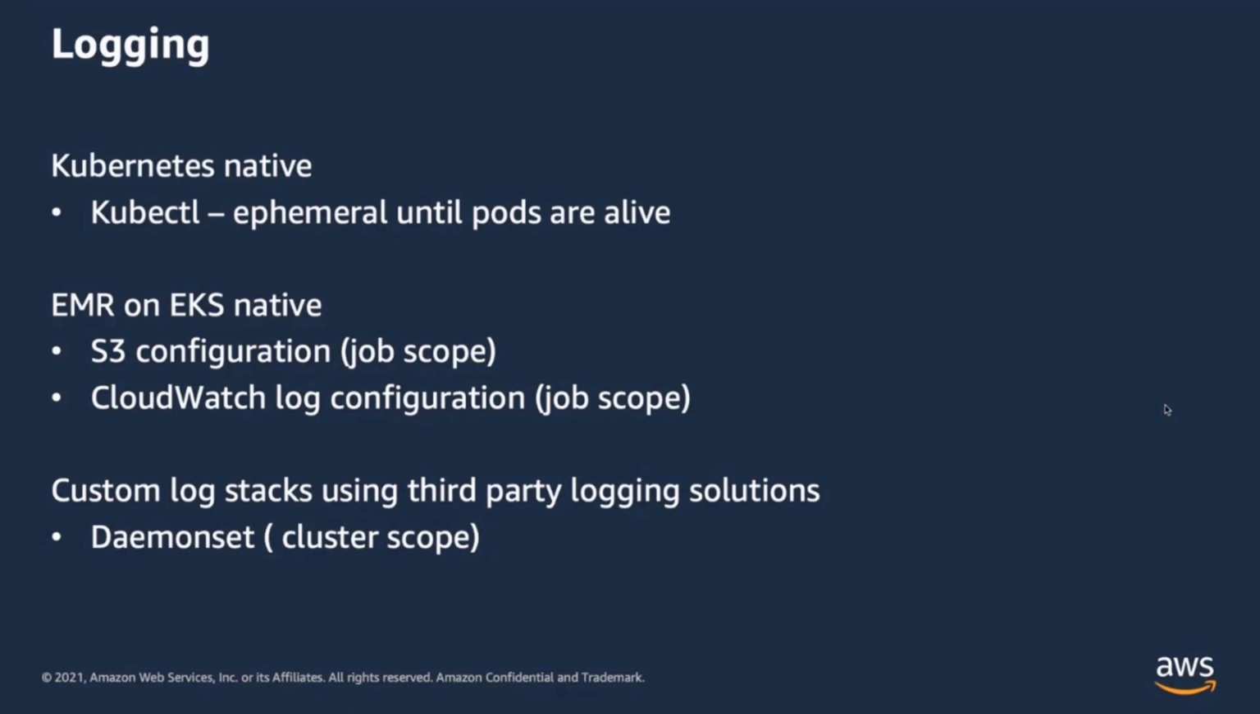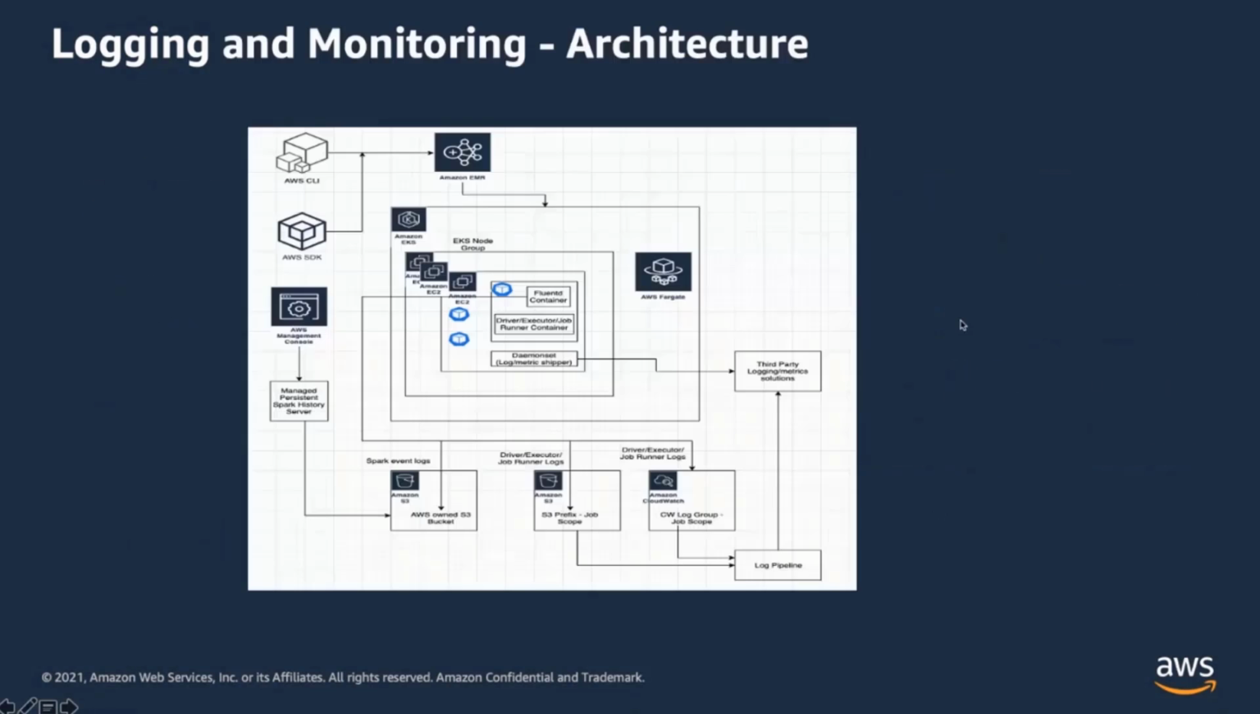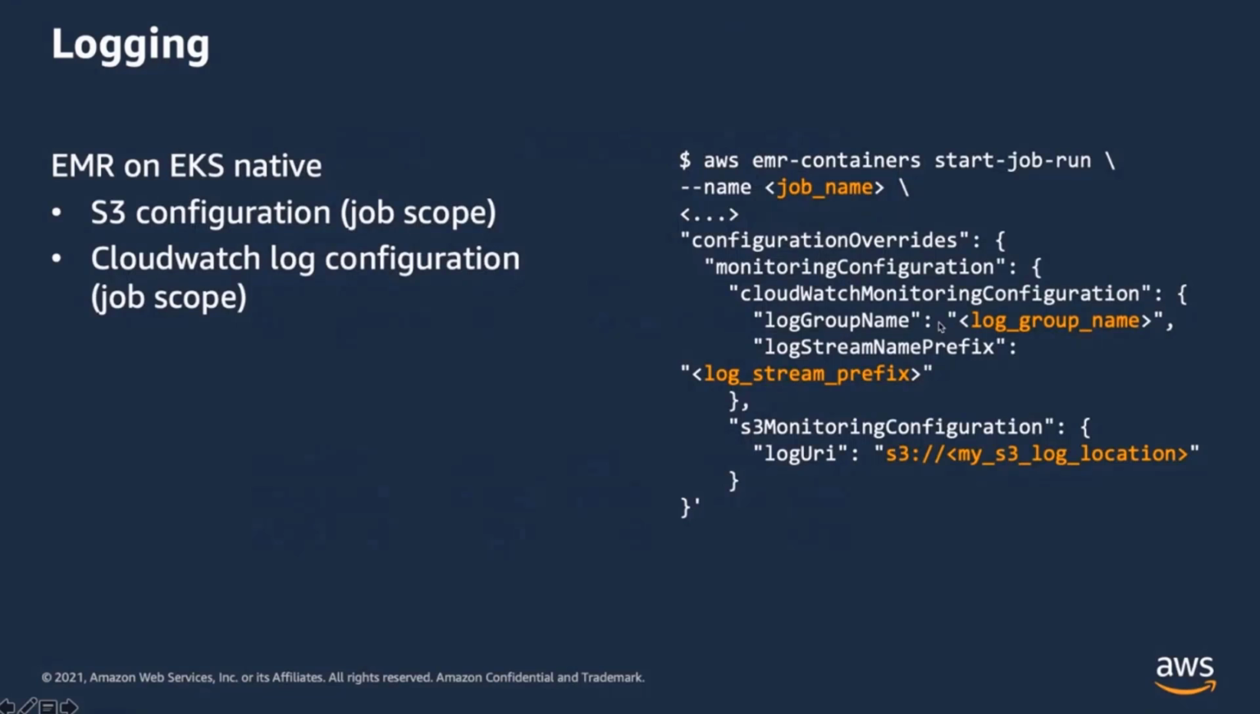The S3 prefix to which the logs need to be pushed is taken from the job definition under the monitoring configuration section. And the same thing for CloudWatch as well. If you have your own logging solution like Splunk or ELK Stack, you can use the same approach. You can run the agents as a daemon set and scrape the logs from the stdout of the driver and executor containers. Here is an example, a code snippet, on how you can specify the configurations at a job level using the monitoring configuration section.